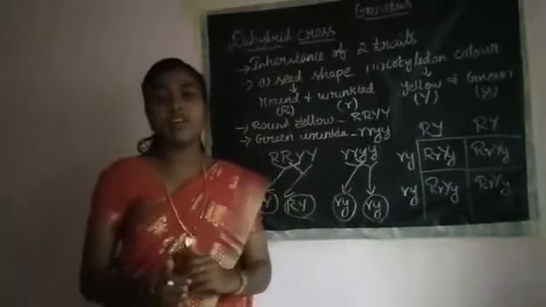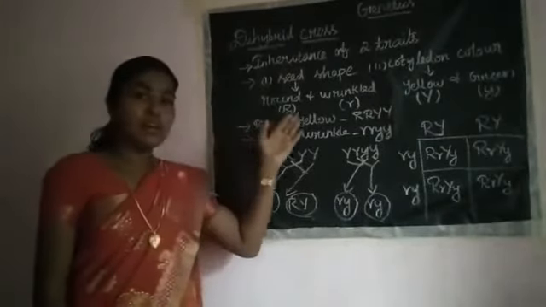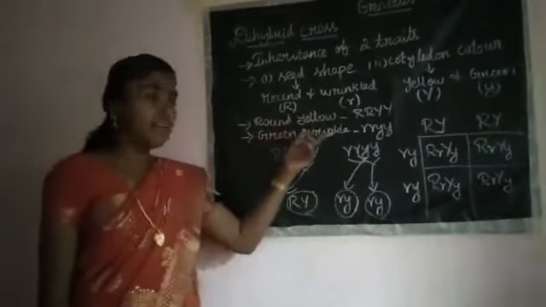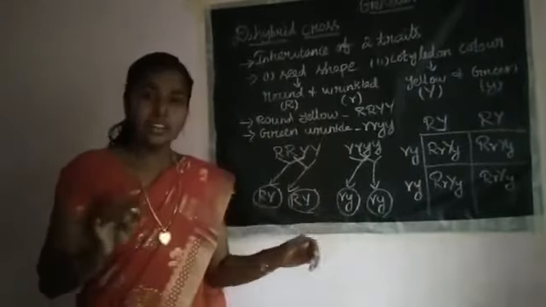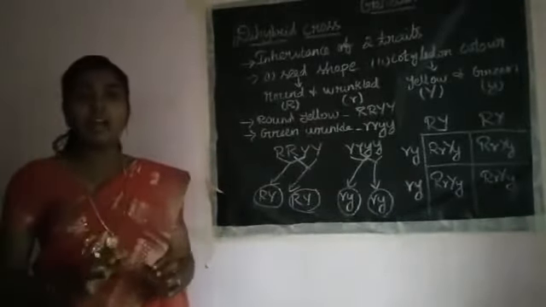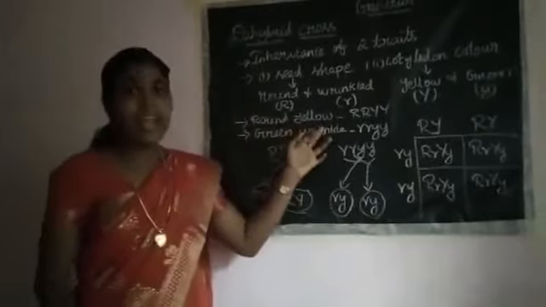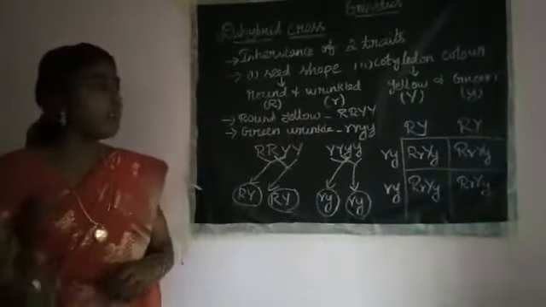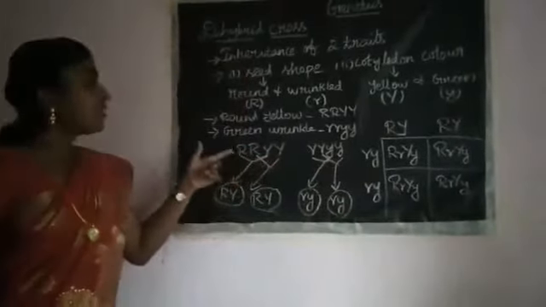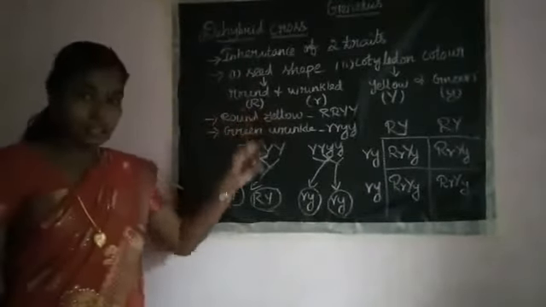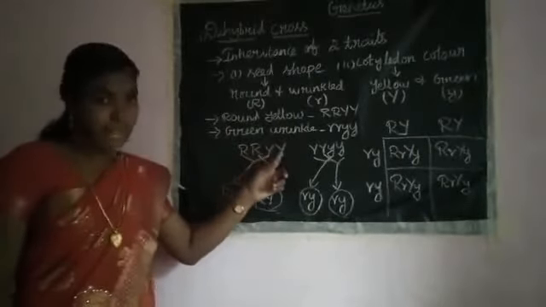In the dihybrid cross, Mendel chose these two characters, that is round yellow and green wrinkled. He crossed these two characters. In the F1 generation, he got all offspring round yellow. And it will be explained in the Punnett square method. So here that round yellow is denoted by capital R, capital R, capital Y, capital Y.